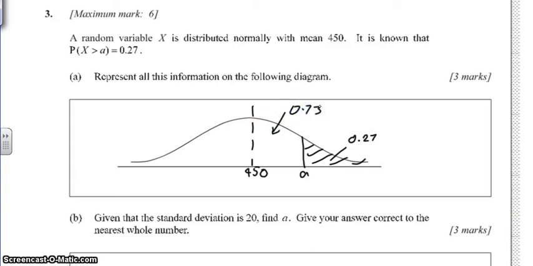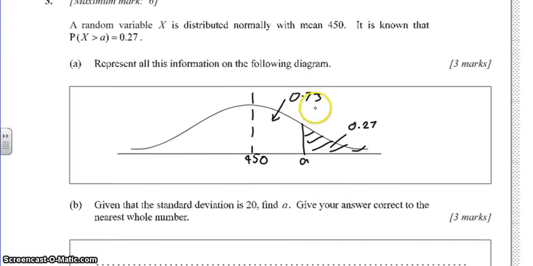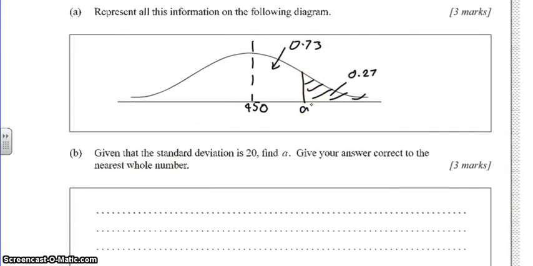Well, that's not part A, that's part of part B. Given that the standard deviation is 20, find A. Give your answer correct to the nearest whole number. It is always worth writing a little bit of working down to show the examiner what you're going to be doing, even though most of the questioning is going to be done using the calculator. So let's write down the probability that x is less than a equals 0.73.